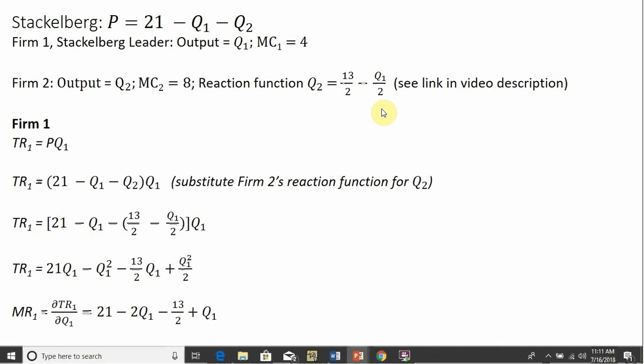I solve this reaction function in a Cournot video. If you don't know how to solve for the reaction functions, see the link in the video description below. It'll show you exactly how I got this reaction function here for Firm 2.